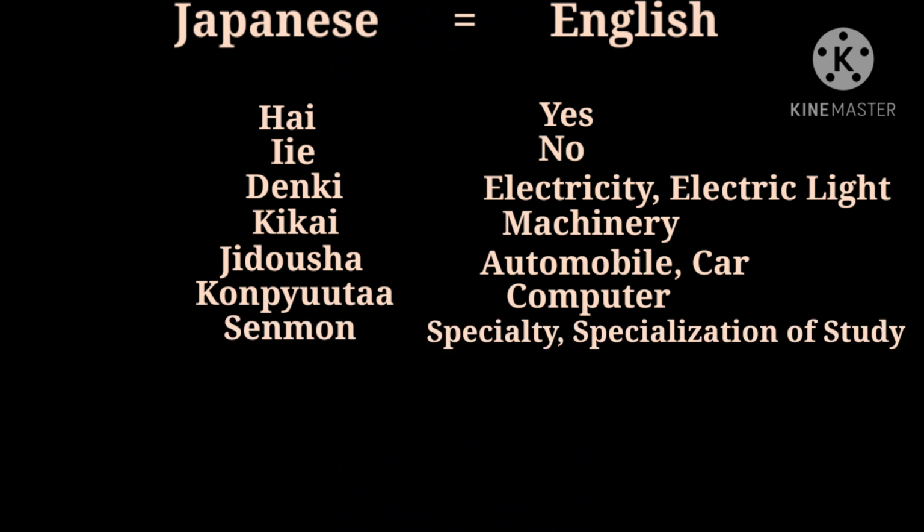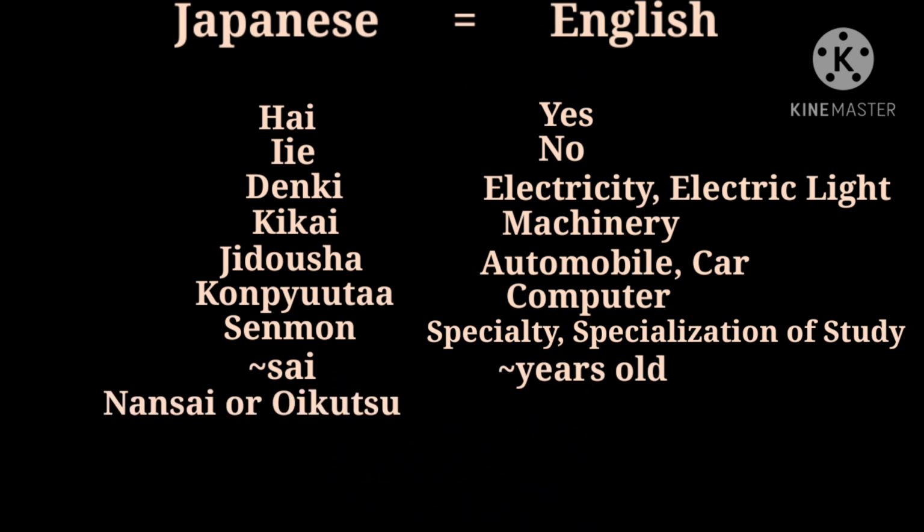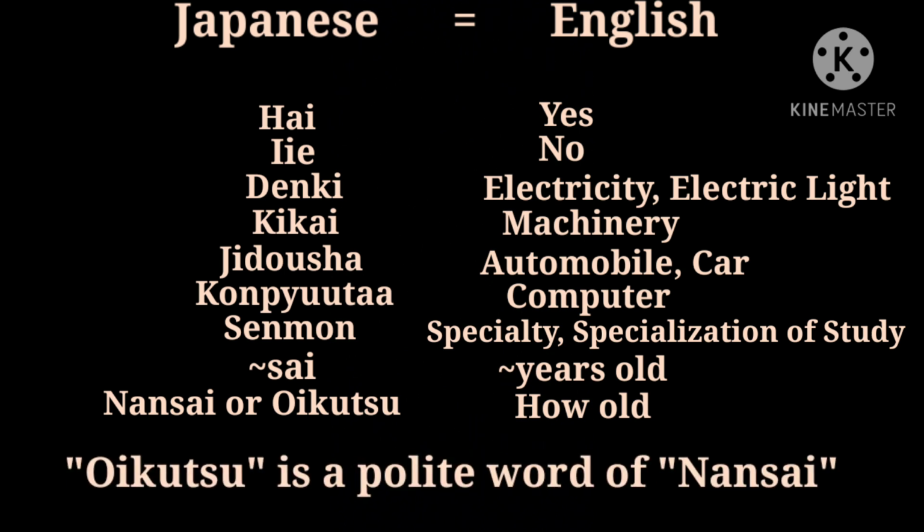Senmon means specialty or specialization of study. Sai means years old. Nansai or oikutsu means how old. Oikutsu is a polite word of nansai.